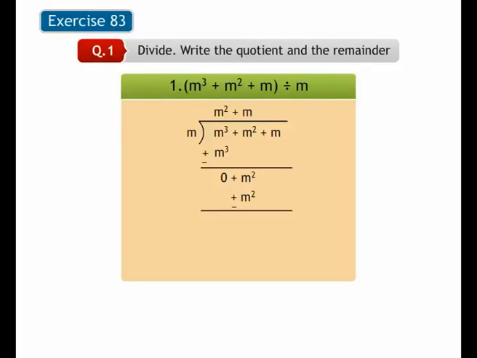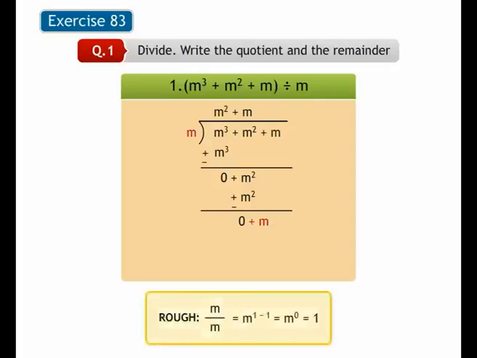Changing the signs and subtracting minus m square from plus m square, we get 0. Taking the third part of the dividend down for division, that is plus m, now our dividend becomes 0 plus m. Now we will divide plus m with m, numerator-denominator form, that is plus m upon m. As m in the numerator as well as in the denominator has no index, it means 1. Hence, plus m upon m is equal to plus m raised to 1 minus 1, which is equal to plus m raised to 0, which is equal to plus 1, and that becomes the third part of the quotient.